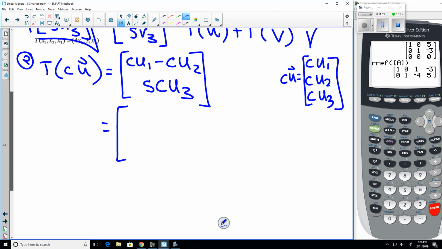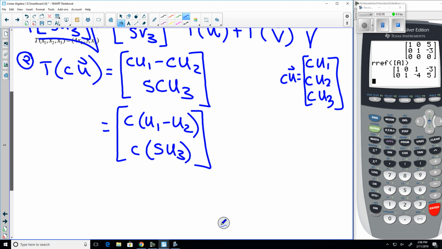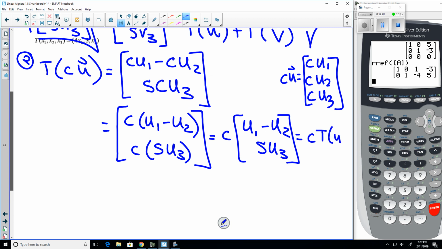So this is the same as this. Do you agree that's the same? That's C times this guy: U1 minus U2 and 5U3, which is C times the transformation of U. So that means that that one is linear. That one's a linear transformation.